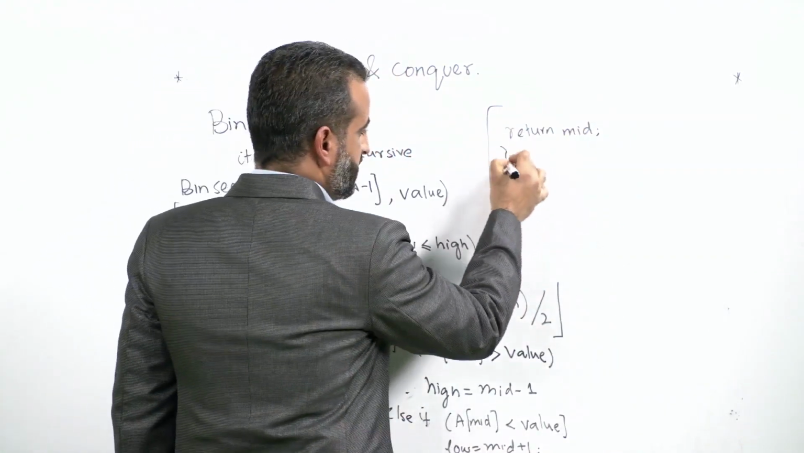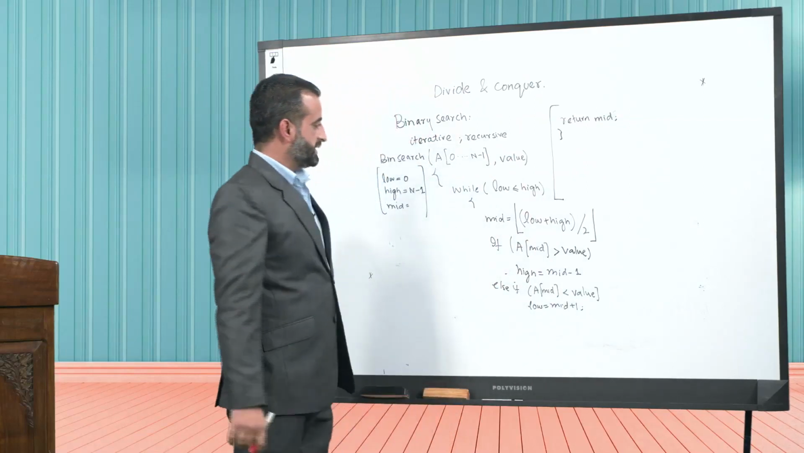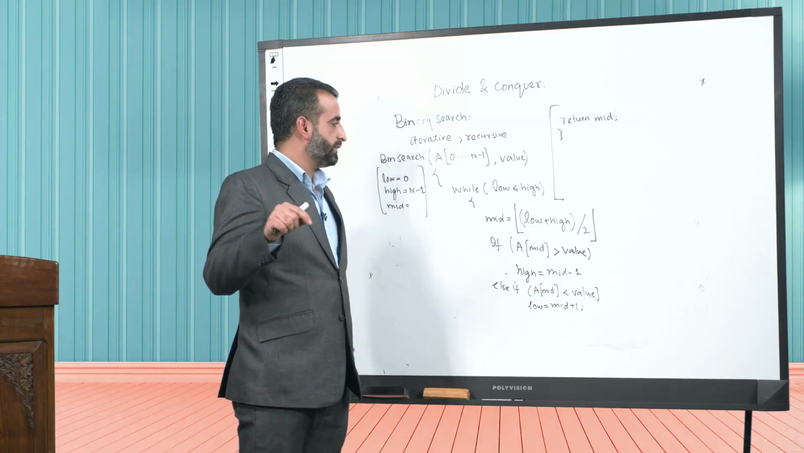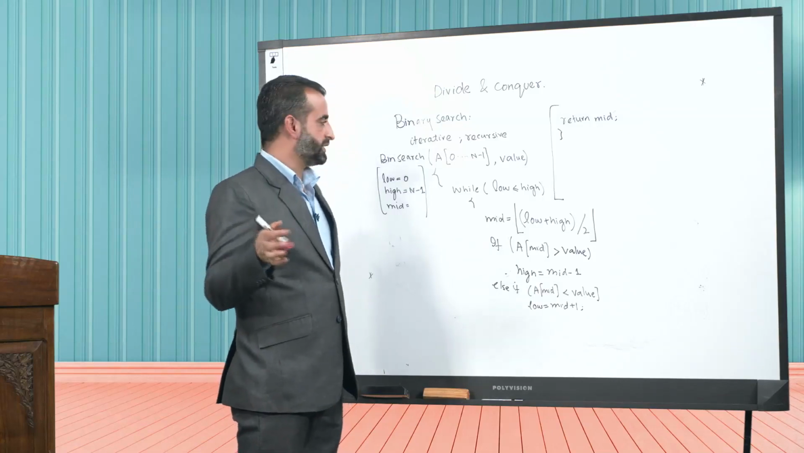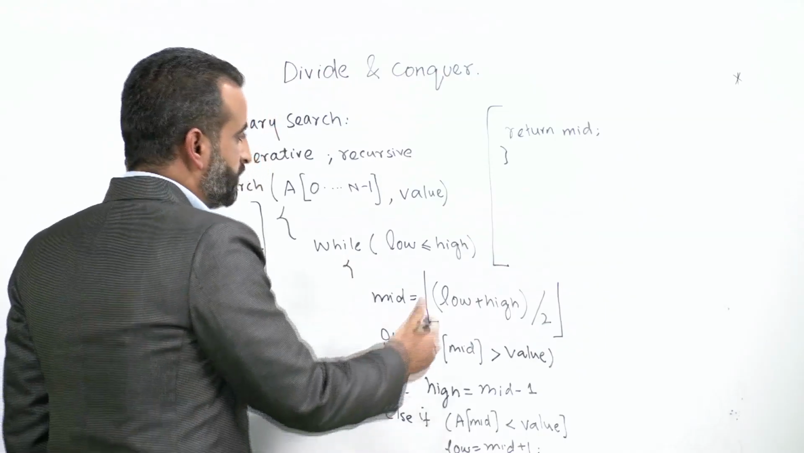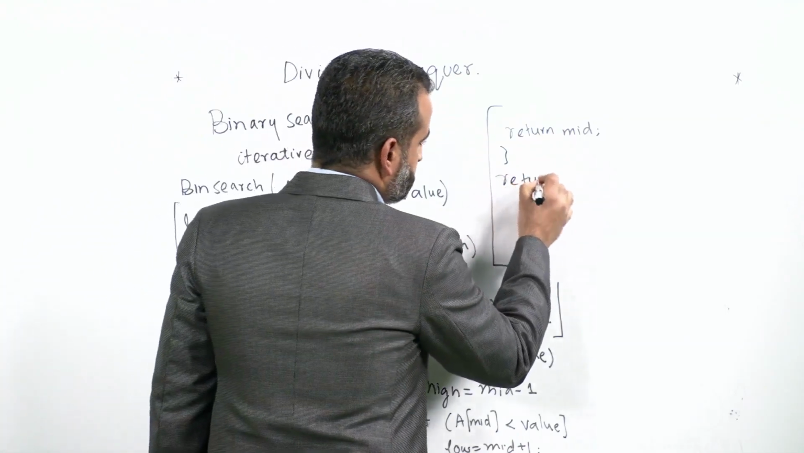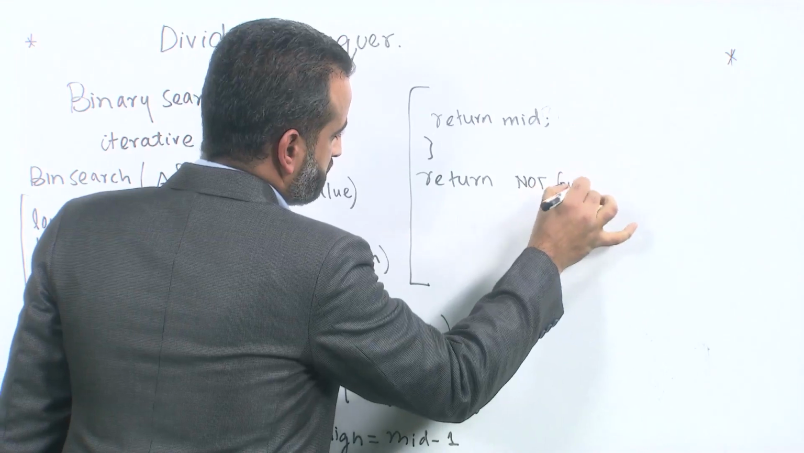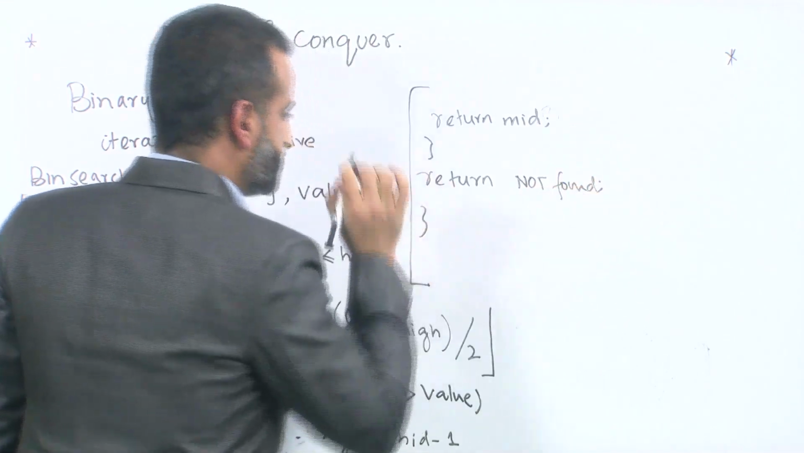And I will simply stop over here. The second possibility in this case can be that the number that I'm trying to look for is not present at all, it's not there. So in that case, once I come out of the loop, I will simply return not found. And we will exit.